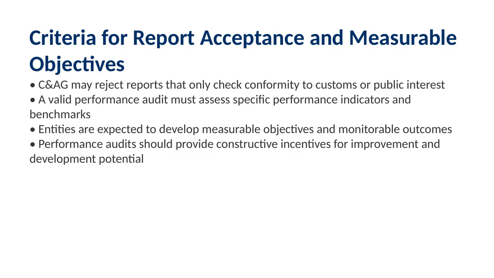Because of this, if an audit firm merely checks for conformity to customs rather than assessing these performance indicators, the C&AG is well within their rights to reject that report, as it does not meet the rigorous standards of a true performance audit. The C&AG expects the government departments or the heads of the entities themselves to develop measurable objectives, performance indicators, and systems of measurement.